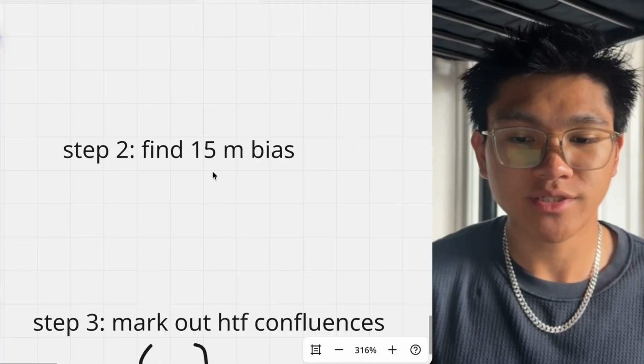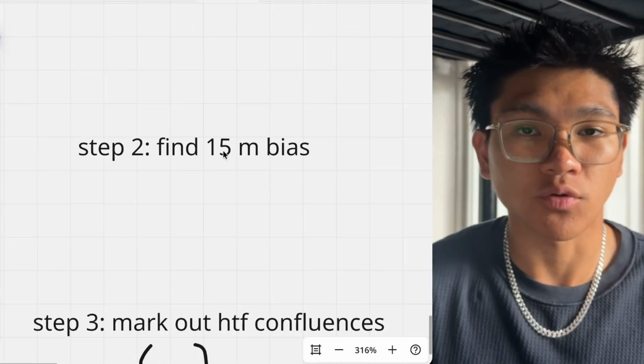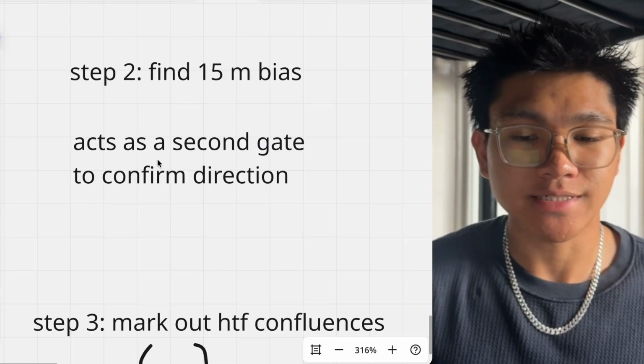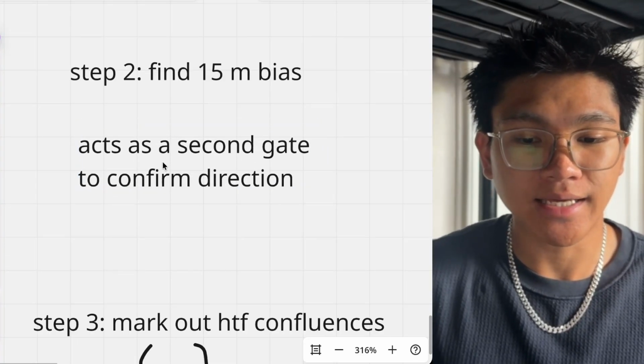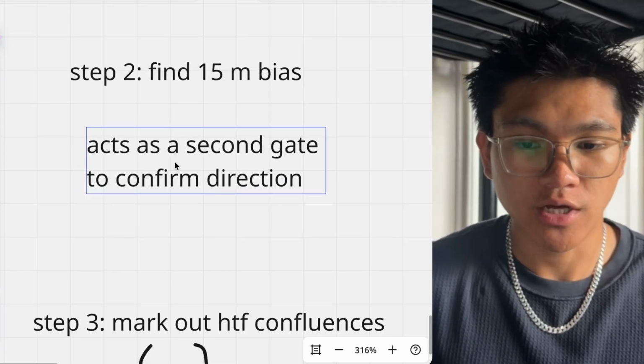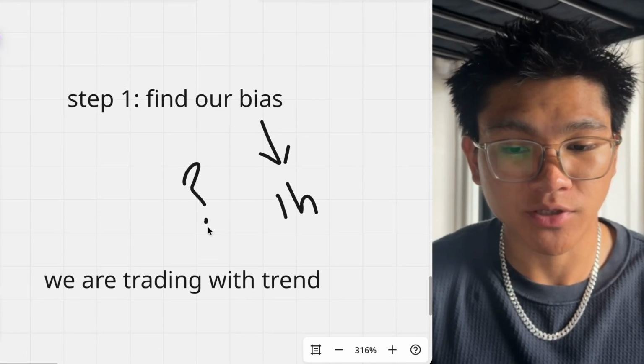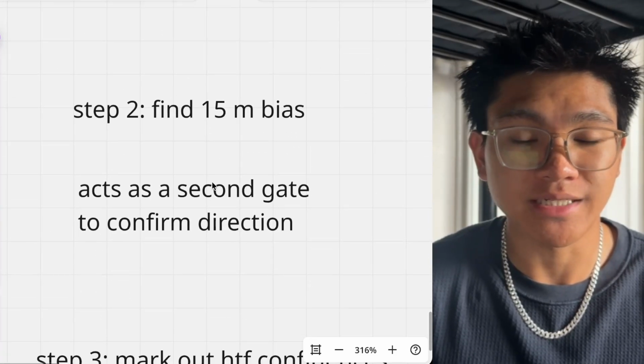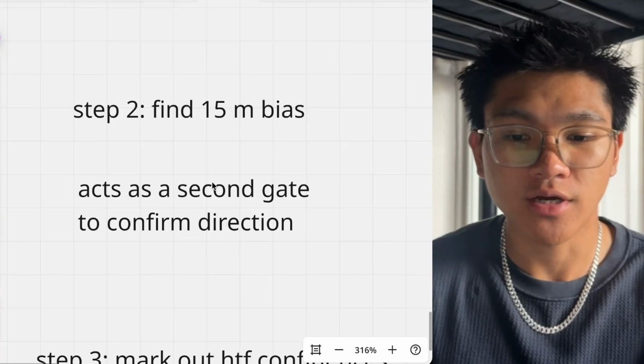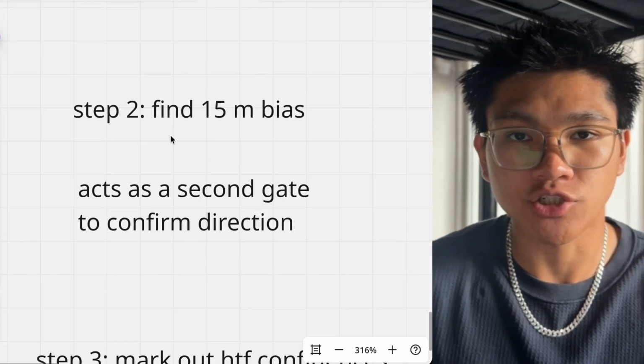Now, the second step is we're going to go over to our 15-minute and then look for the bias. The reason why we do this is because it acts as the second gate to confirm our direction. So that means that if the 1 hour bias up here is bullish, but our 15-minute is bearish, it means that we do not take a trade. You find the 15-minute bias the same way that you do the 1 hour.